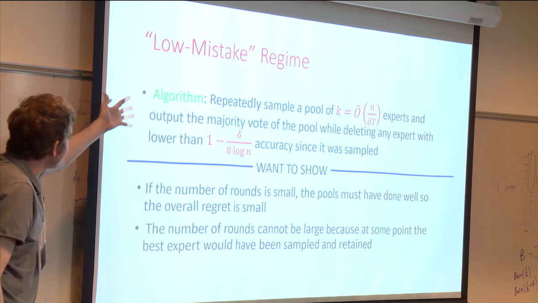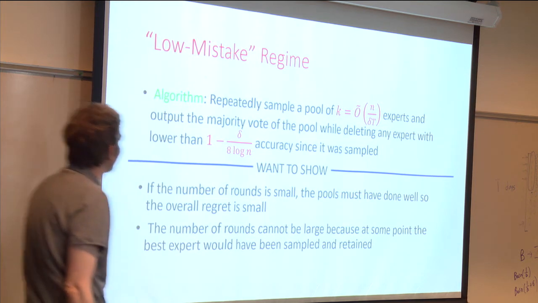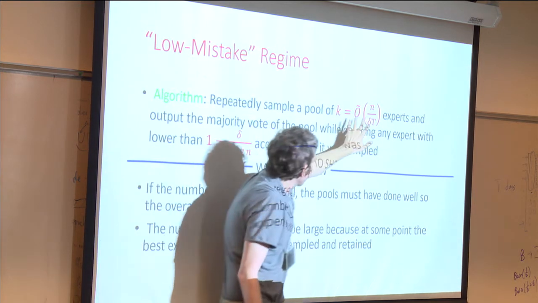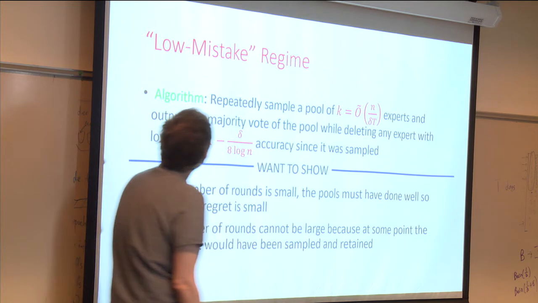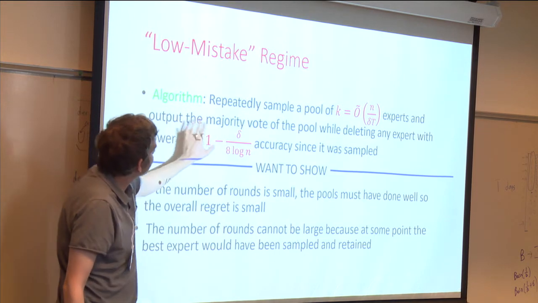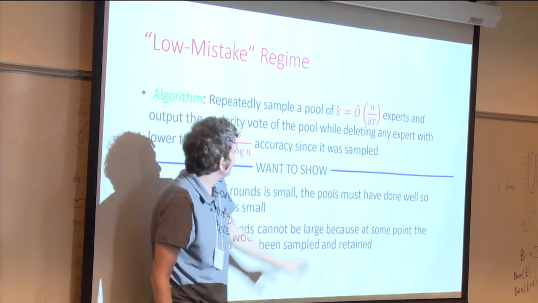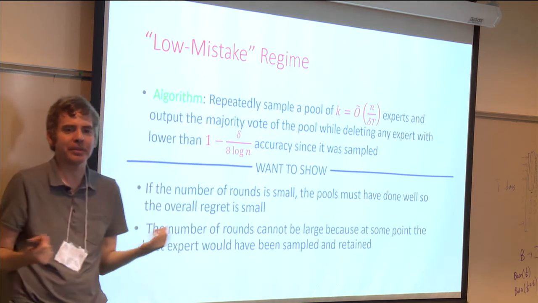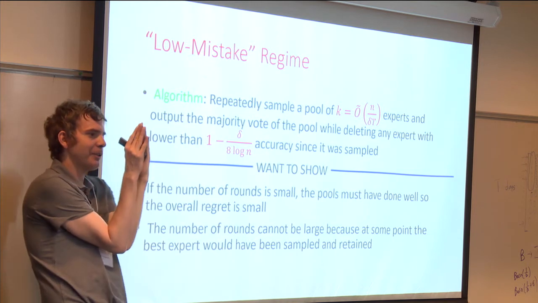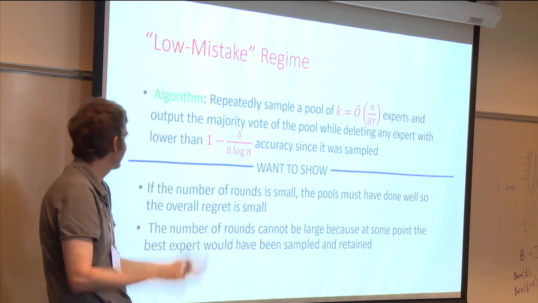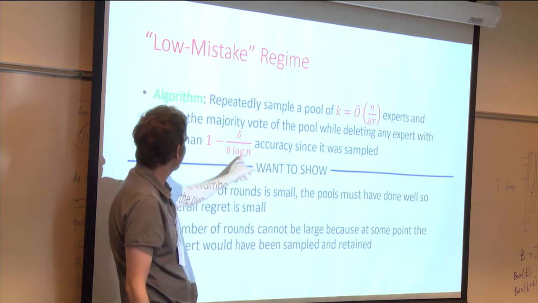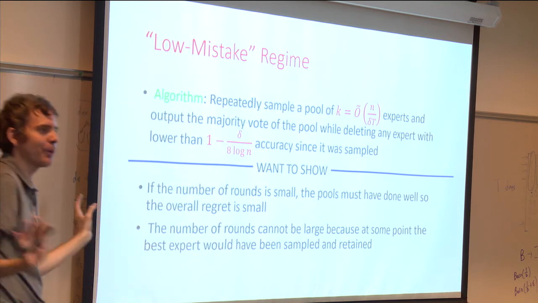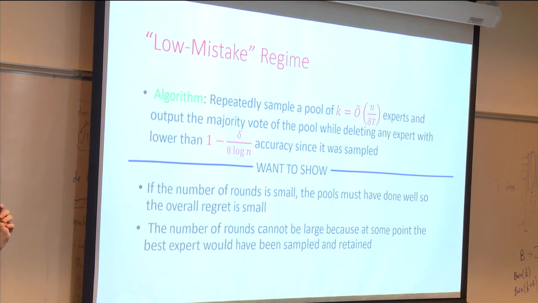The algorithm is what I just said. It's very simple, right? So repeatedly sample a pool of n over delta t experts. That's what I want my memory to be. So that's the pool size I'm going to sample. And I'm going to output the majority vote of the pool. And I'm going to delete any expert that has bad accuracy. So I can look at how many mistakes it's made since I got it, and if it has accuracy roughly less than 1 minus delta, then I'm going to discard it.